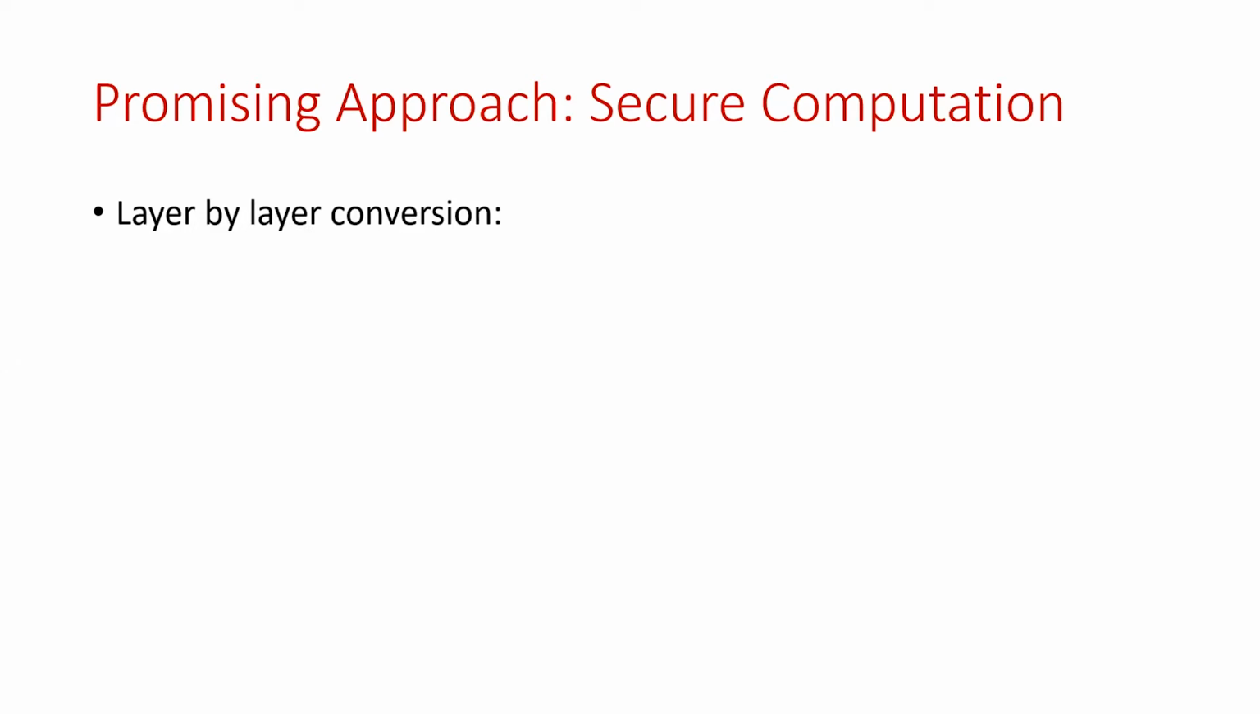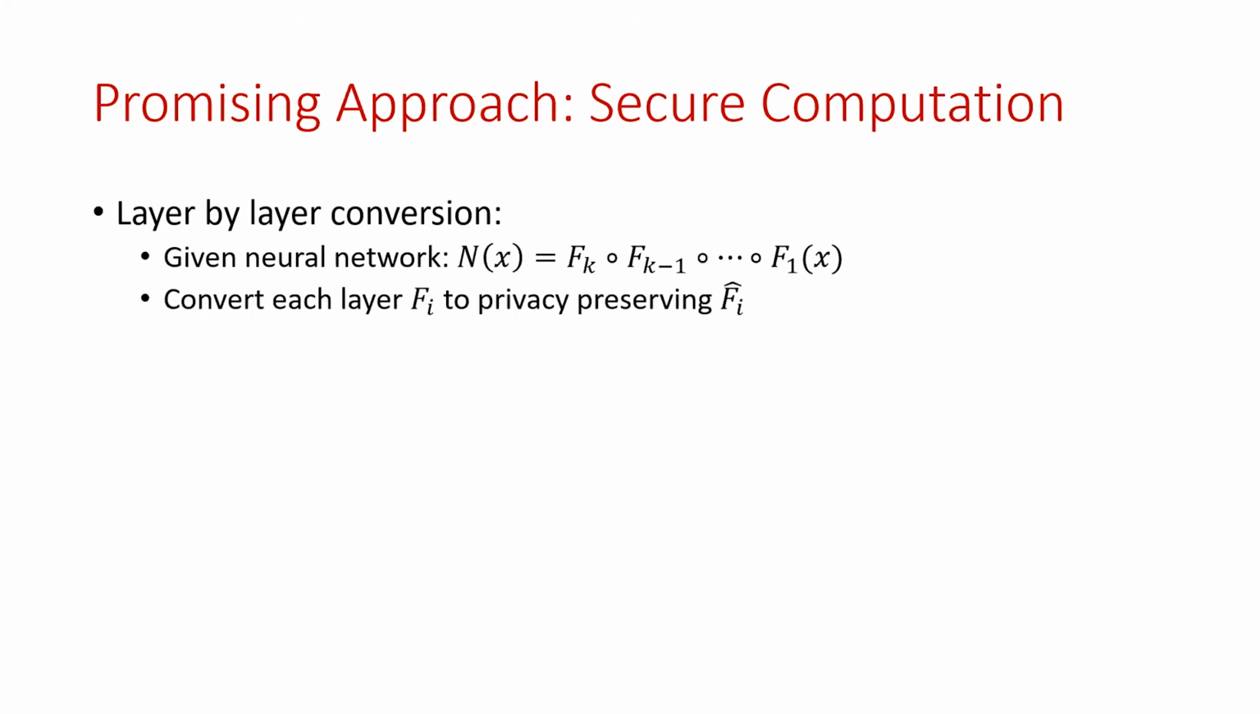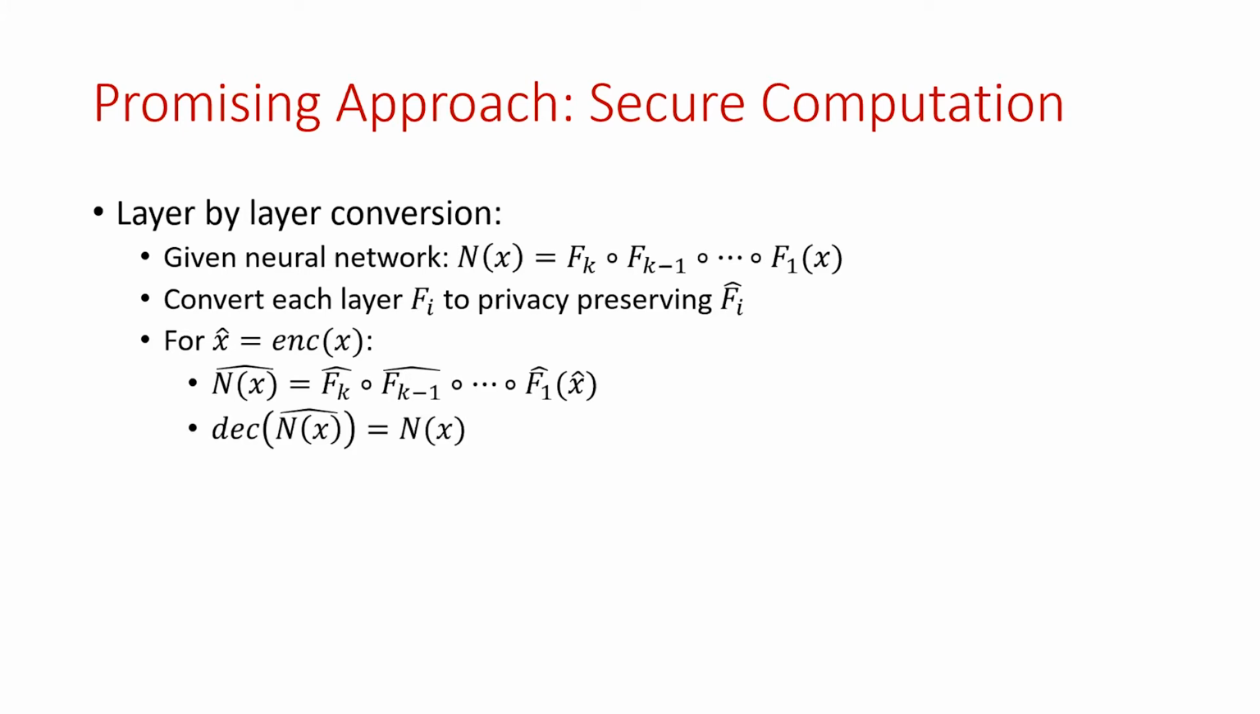The way this is done in practice is in a layer-by-layer conversion method. Neural networks are usually built as a composition of layers, so that we would like to take each layer and convert it into a privacy-preserving layer, so that given an encoding or encryption of the input, we would compute the composition of those private layers over the private input in order to obtain a private output that only the data owner, the hospital, could decrypt or decode to reveal the actual result. This also holds for any intermediate layer. We can decrypt or decode the output of any layer to obtain the actual result of that computation.